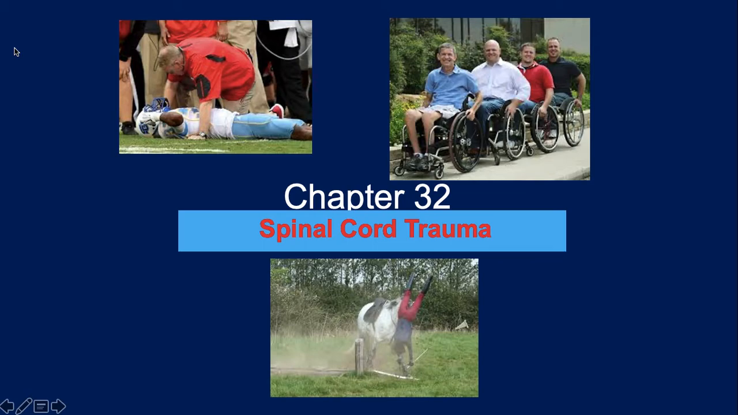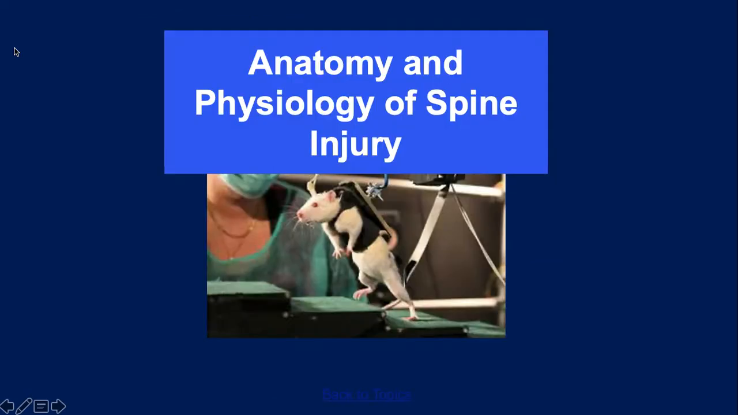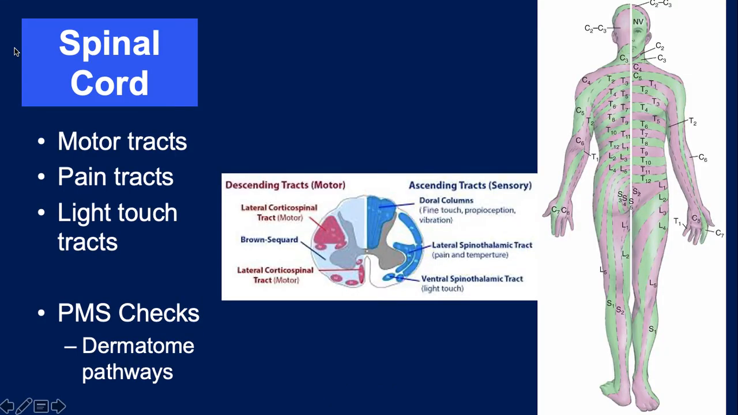This is Chapter 32, Spinal Cord Trauma. So I want to review anatomy of the spinal cord and spinal column, and I'll also talk about the physiology of what might happen if there were an injury to the area. So first, the cord itself.